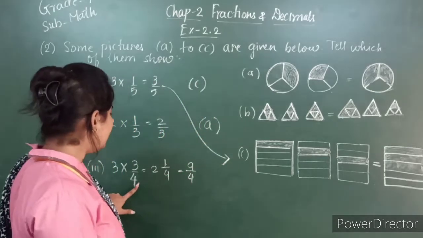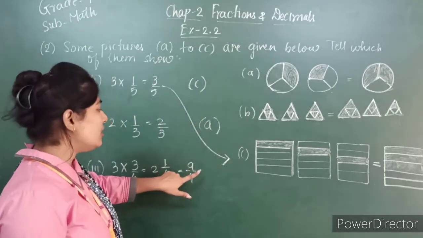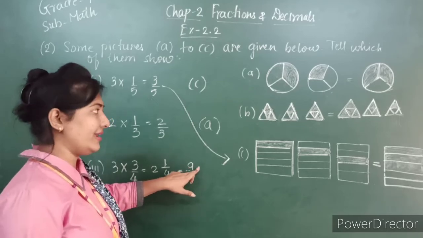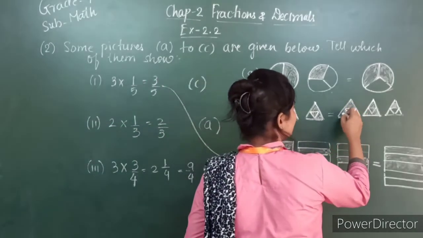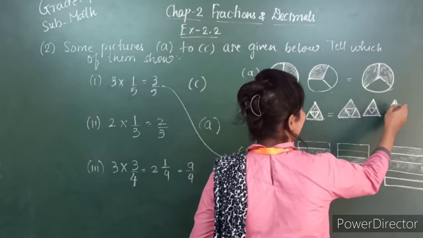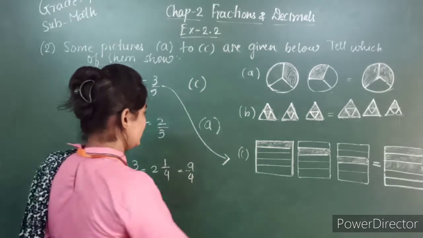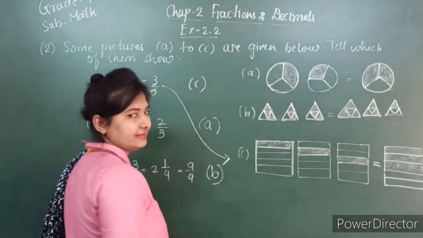So now we have to see how much total portion is shaded. It is given in the numerator 9. So let's see 1, 2, 3, 4, 5, 6, 7, 8 and 9. So here it shows 9 upon 4. So our answer is B.